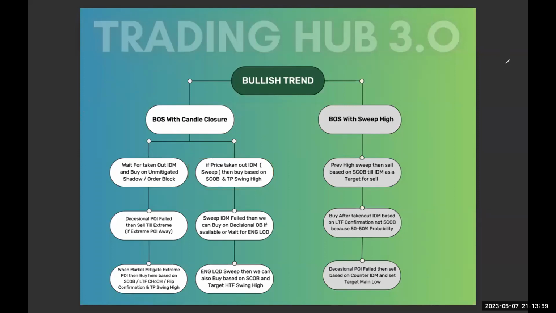So these are two possible scenarios here for the buy. If it sweeps the inducement, or if it closes, like mitigating your decisional PY. And the next possible scenario is here, the decisional PY failed. For example, your decisional PY failed, then how can you buy? You can sell till extreme PY mitigation and wait and buy like this.